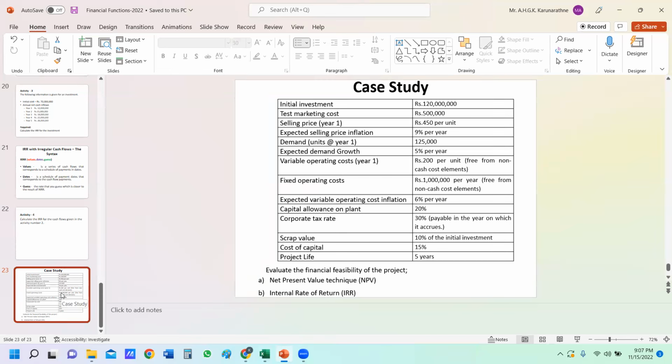Then we can move on to our next topic, right? That is sensitivity analysis. I think we can start the sensitivity analysis next week. I will take about 15 minutes to discuss this one.